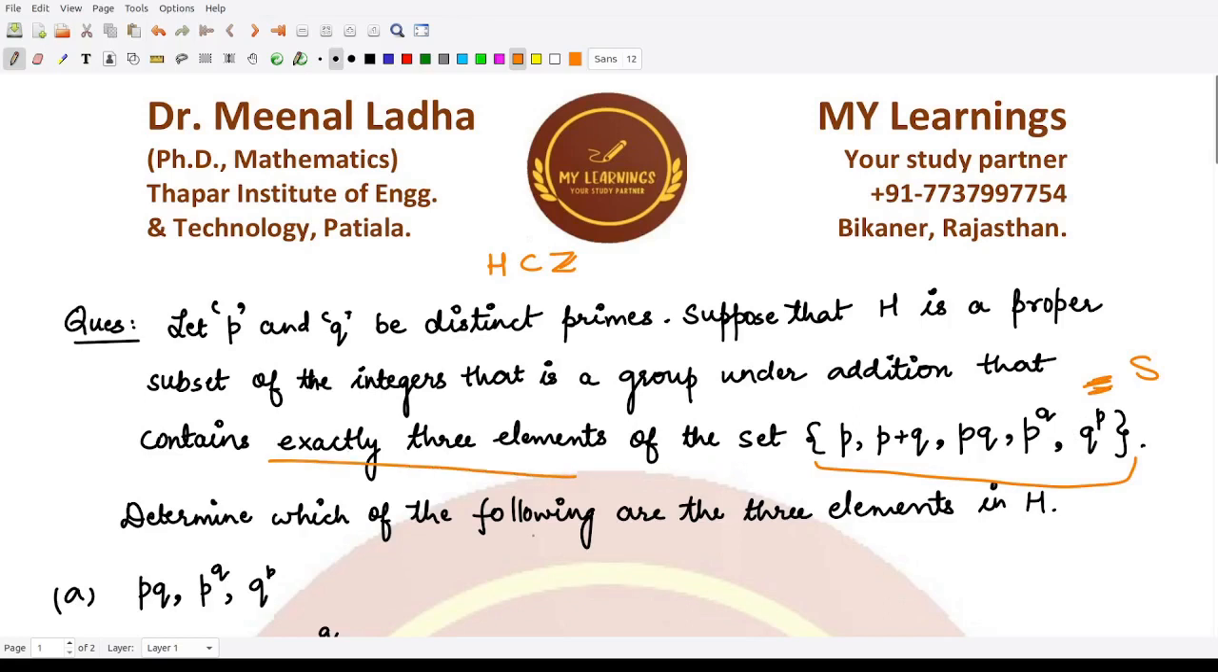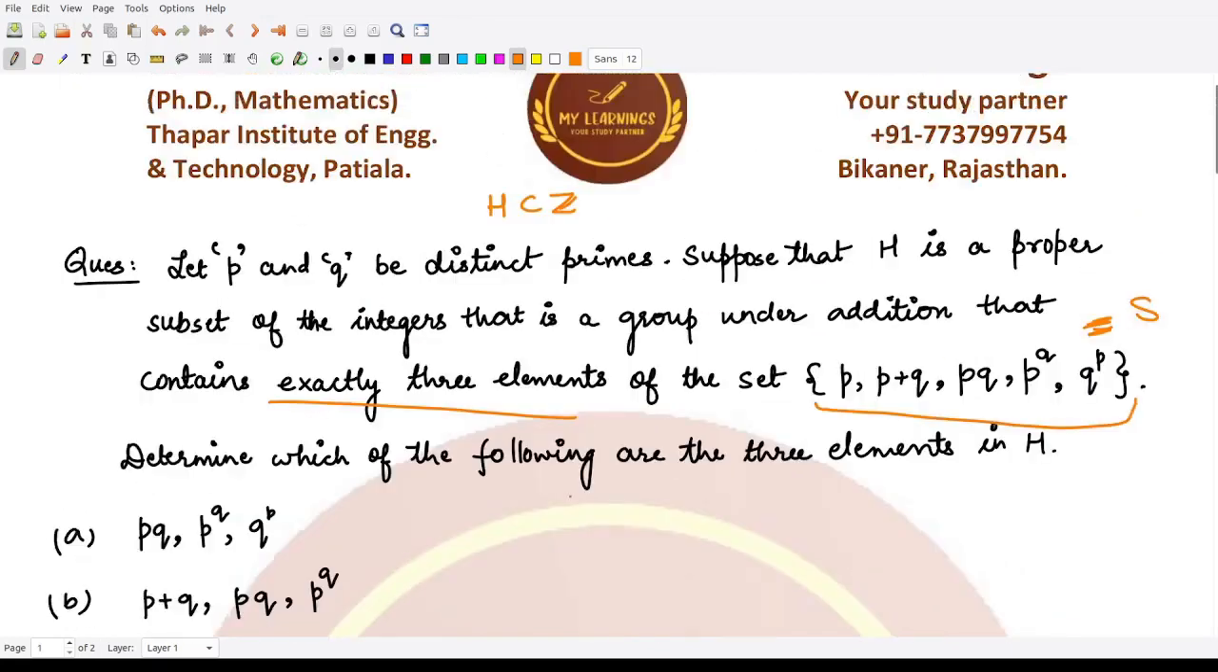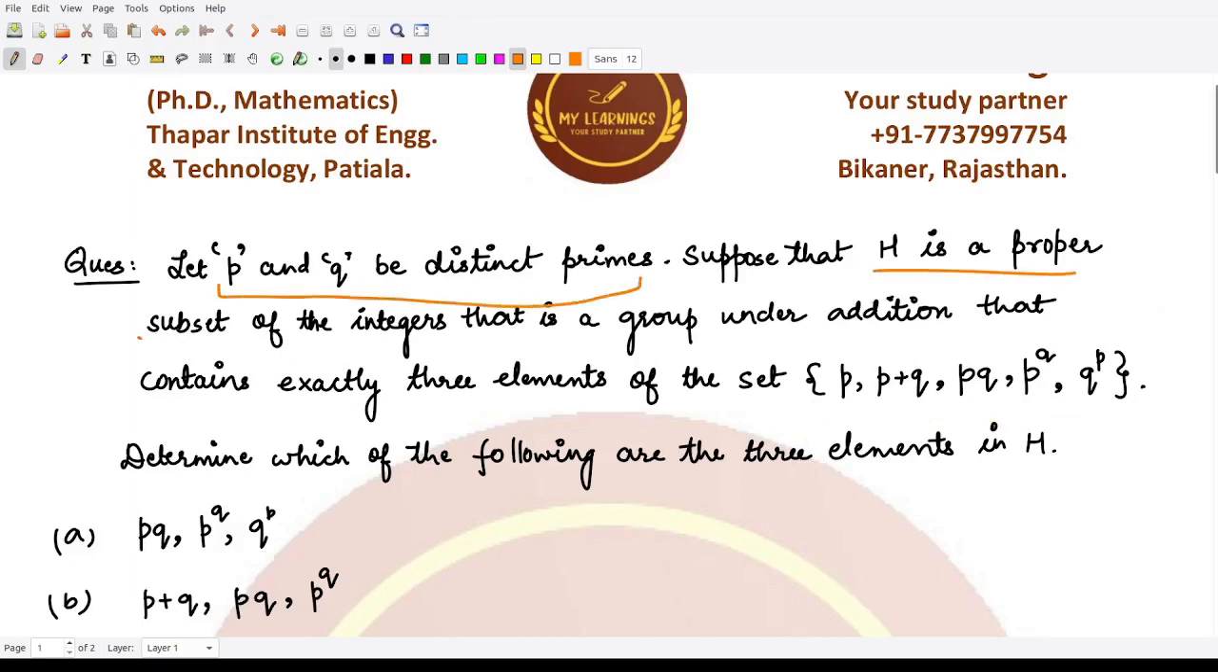So moreover, we need to show this thing, and we need to determine which of these 5 elements are exactly present in H. So we have these 5 as our options. So let's proceed by solving the question. We will use all the information. What information we have with us? We have the information that P and Q are distinct primes. This is the first information. Second is H is a proper subset of the group of integers. This is the second information.